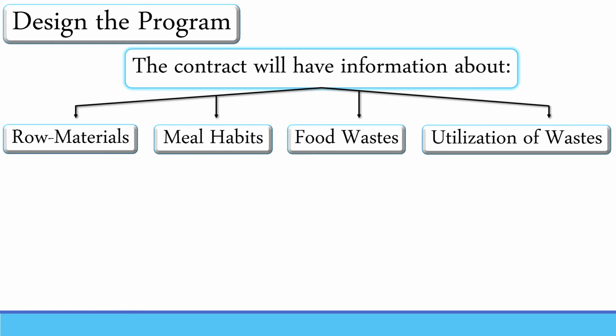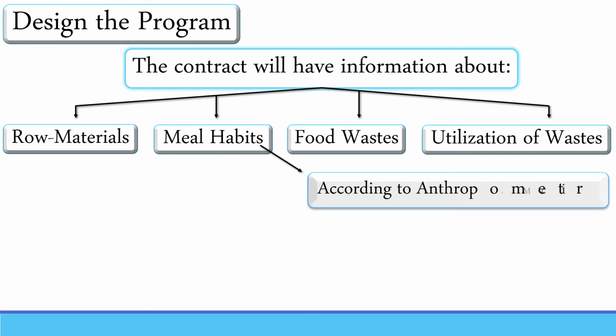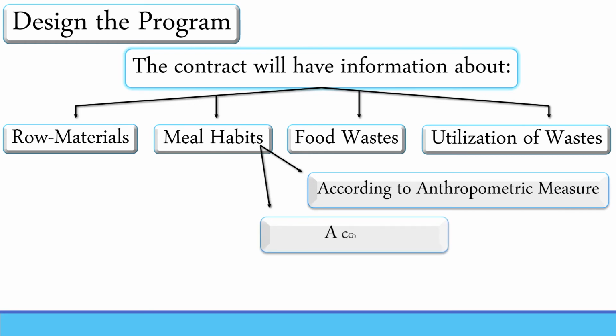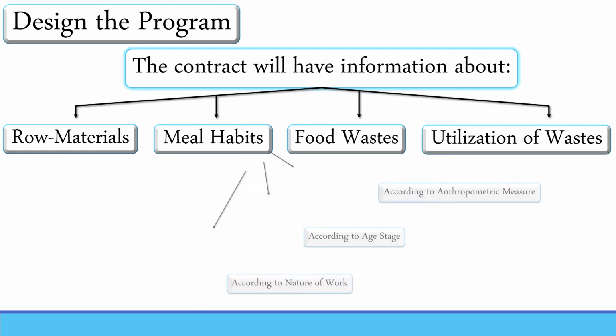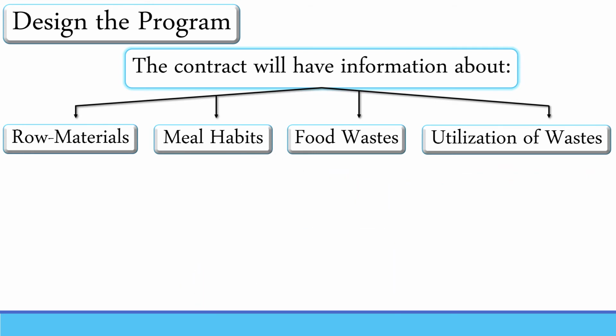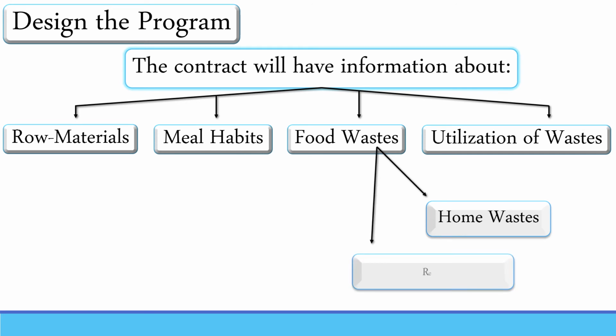Meal habits: it will have information about some habits of people to give us a good choice of diets and tell us what we will get from macro and micronutrients from our choice, according to anthropometric measures, age, and gender. Food wastes: it will have information about the type and percentage of wastes we will have from our meals, so it will have information about home wastes and restaurant wastes.